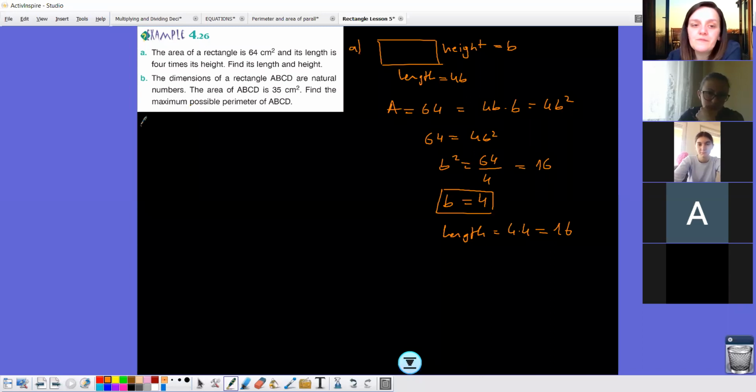And in B, the dimensions of a rectangle ABCD are natural numbers. The area of ABCD is 35 centimeters square. Find the maximum possible perimeter of ABCD. Maximum possible perimeter.